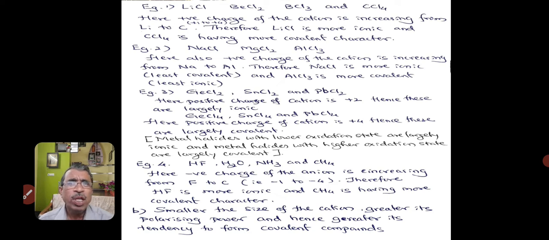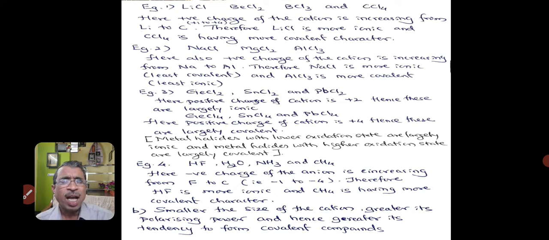The same molecules, germanium tetrachloride, tin tetrachloride and lead tetrachloride. Here the positive charge of the cation is +4. And these compounds are largely covalent. In other words, the compounds having lower oxidation state are largely ionic, and compounds having higher oxidation state are largely covalent.